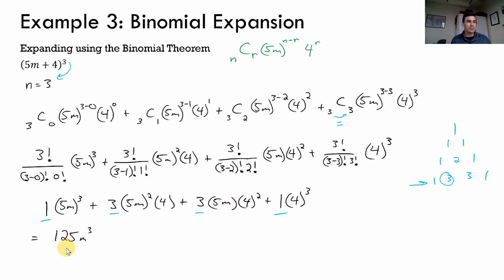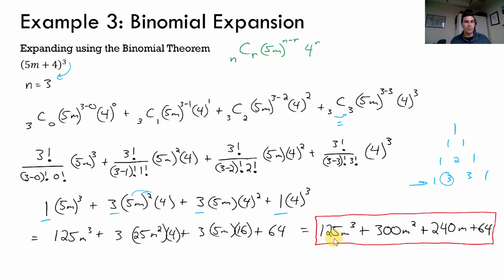Okay, and then just simplifying each one of my terms, going through and distributing these powers to each one of the terms within them, and we'll get a final binomial expansion that looks like this.